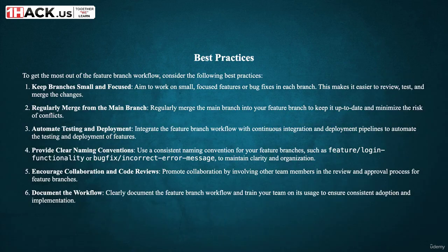To get the most out of the feature branch workflow, consider the following best practices. 1. Keep branches small and focused. Aim to work on small, focused features or bug fixes in each branch. This makes it easier to review, test, and merge the changes as it reduces the complexity and risk associated with larger, more extensive branches.